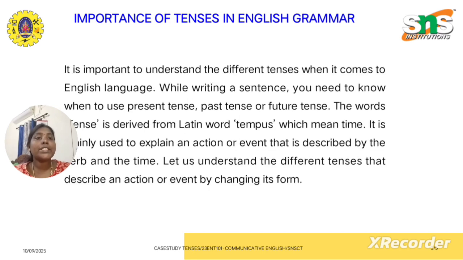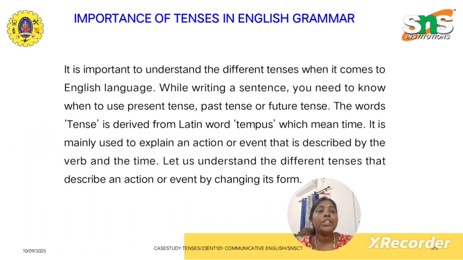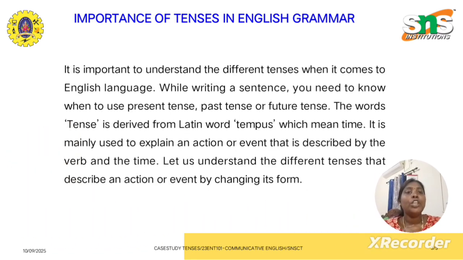So in the next slide we have importance of tenses in English grammar. It is important to understand different tenses when it comes to the English language. While writing a sentence, you need to know when to use present tense, where to use past tense and where to use the future tense, because the word tense is derived from the Latin word tempus, which means time. As I mentioned earlier, tense indicates the time of an action.